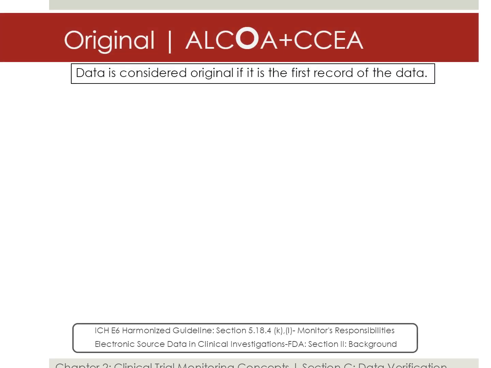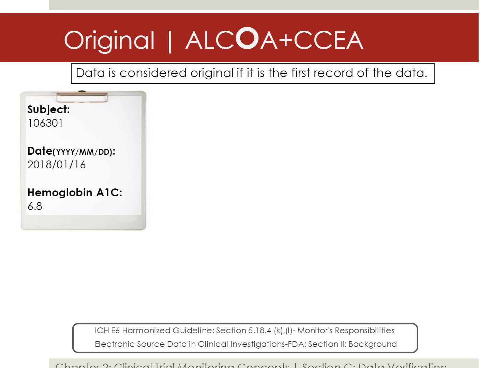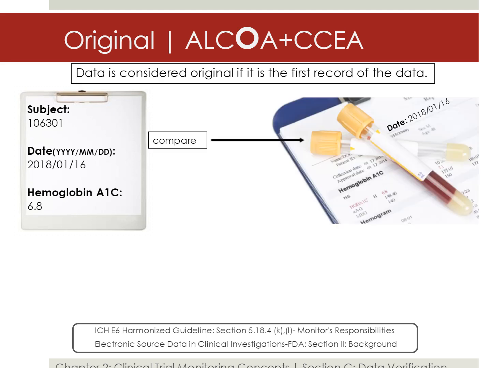Data is considered original if it is the first record of the data. Take a moment to think about steps a monitor should take in order to verify that data is original. In order to verify that data recorded on CRFs accurately reflects original information, a monitor must compare it to its source document. If a monitor cannot find source documentation, the monitor must ask the staff to provide it.